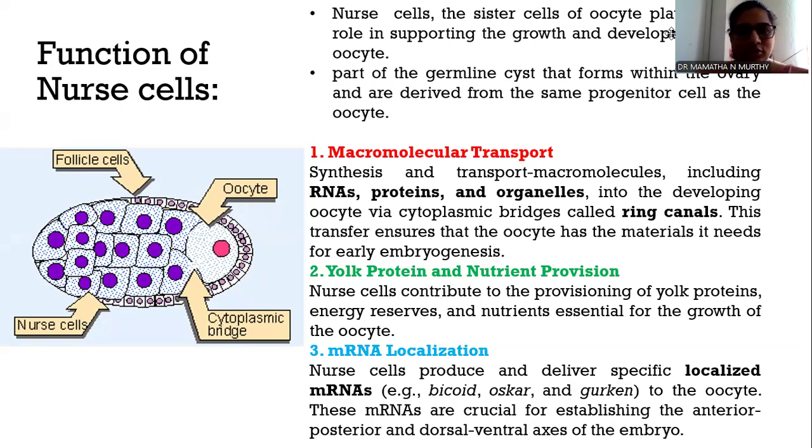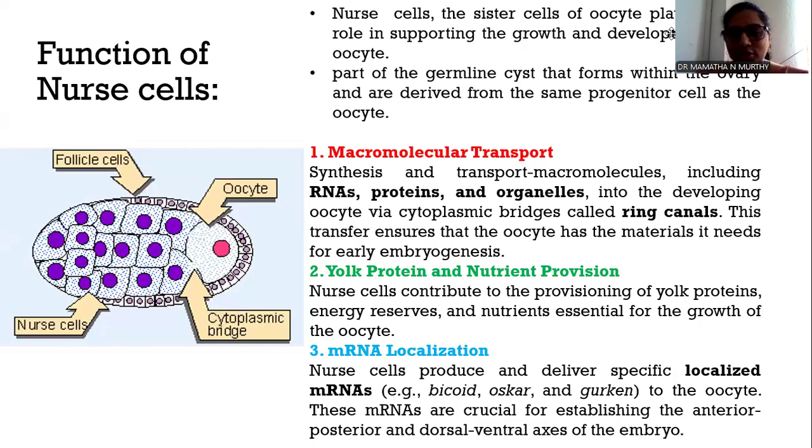The main functions of nurse cells include macromolecular support, where the synthesis and transportation of macromolecules like RNAs, proteins, and organelles into the developing oocyte is taken care of by nurse cells. They transfer these molecules through ring canals, especially designed connections between the cells. These macromolecules are transported from nurse cells into the oocyte through the ring canals, providing protein and nutritional provision.